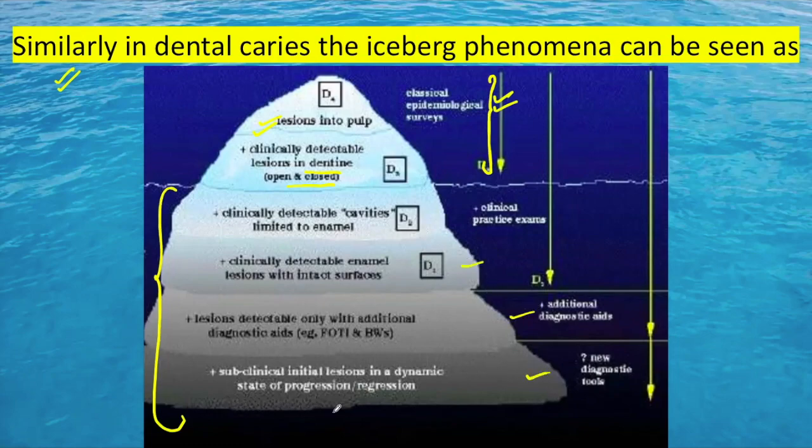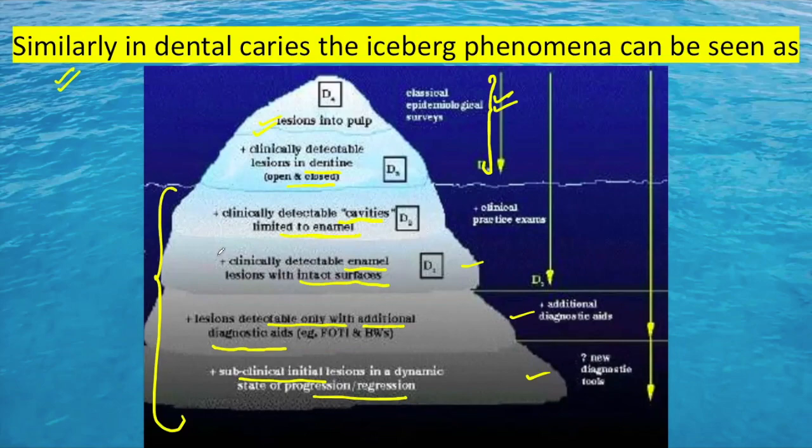If you see in this image, the base of the iceberg forms subclinical initial lesions which can be remineralized. Fine. Then there are clinically detectable lesions, but they can be diagnosed only by using the recent diagnostic aids like FOTI and Diagnodent. Clear? Then slightly above this, there are clinically detectable lesions of enamel with intact surfaces. And then there are cavities which are limited to enamel only.